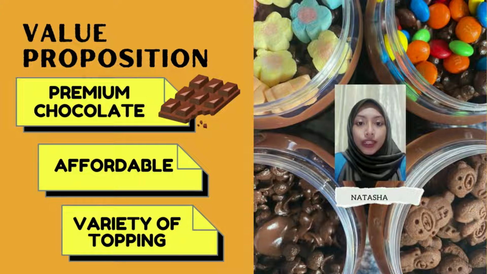First is premium chocolate. For the ingredient, we use premium melted chocolate, cereal and vegetable oil. All those things we mix up together so it looks very delicious, and we put it in a jar so the customer is easy to enjoy our product. Next is affordable.